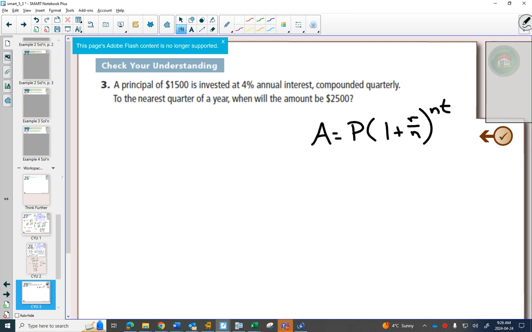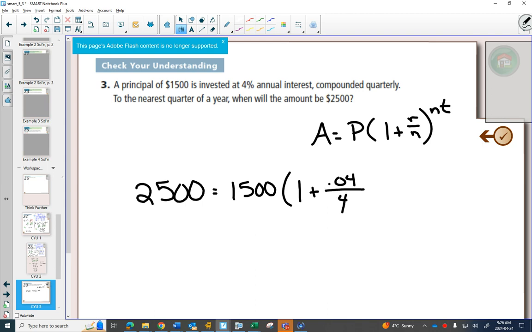So based on this, $1,500 is invested at 4% interest, compounded quarterly, and we want to find out when the amount is $2,500. The first part of this question is just plugging things into the formula where they belong. The amount is $2,500. The principal is $1,500. The interest rate was 4%, so as a decimal, that would be 0.04. Compounded quarterly means 4 times a year, so N would be 4. And the only thing we don't know is T.